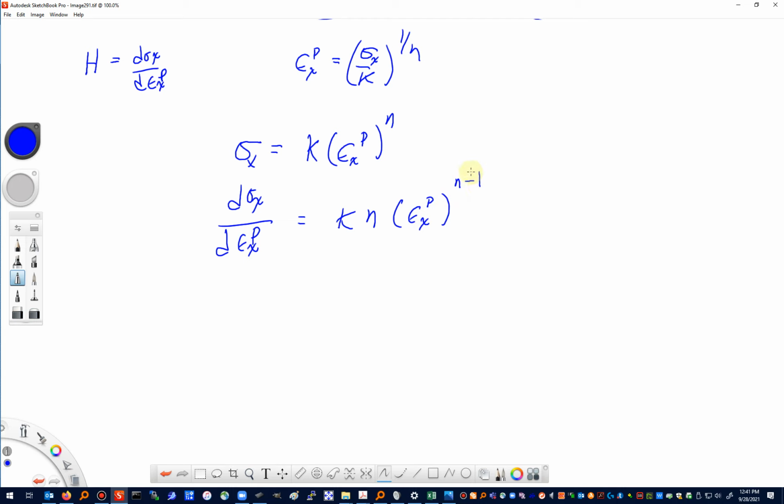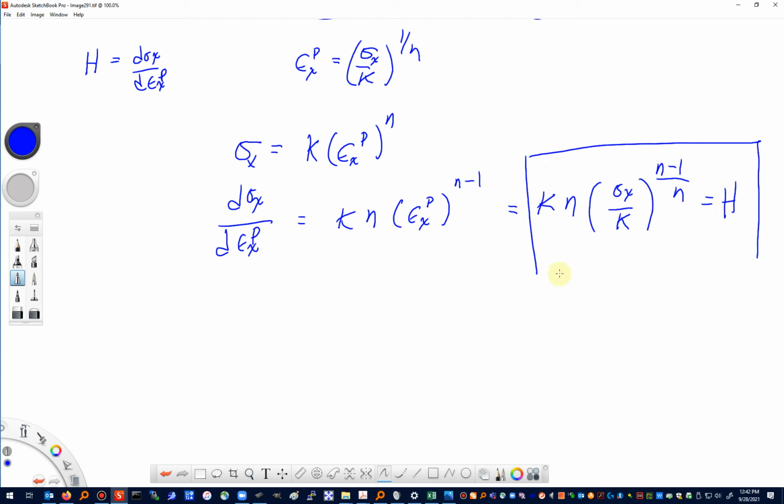So we have that, but we can also do some manipulations with this term as well. If we want it all written in terms of stress, this would be k times sigma x over k, and then this quantity to the 1 over n, so this would be n minus 1 over n. Alright, so this is the formula we're going to use for h when we're using our Ramberg-Osgood material.